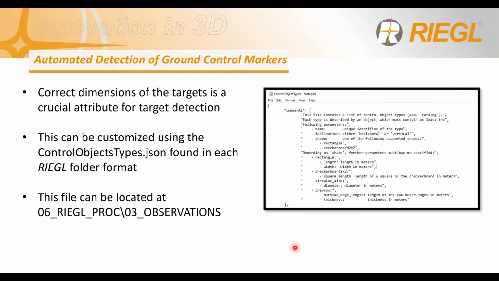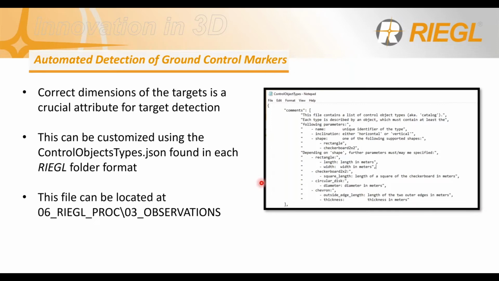So if you're using a different size target than is already defaulted in RiProcess, you can actually come in here and change that default size, save this file out, re-import it into RiProcess, and then it's going to be able to support that target size. So if you, for example, are using a different size target than you see as the default, that can be changed and customized.